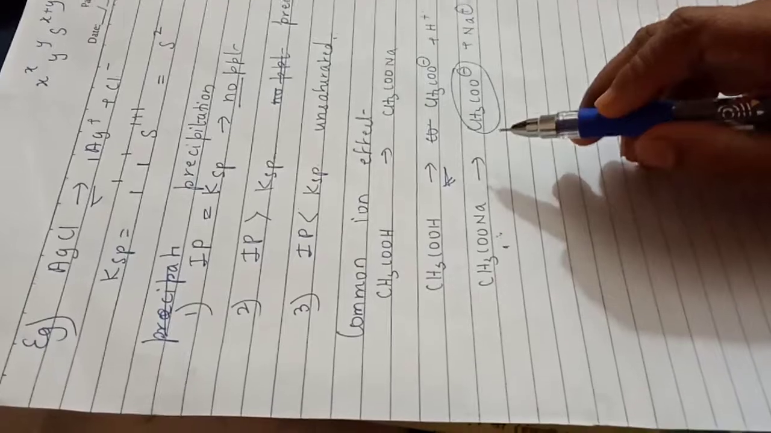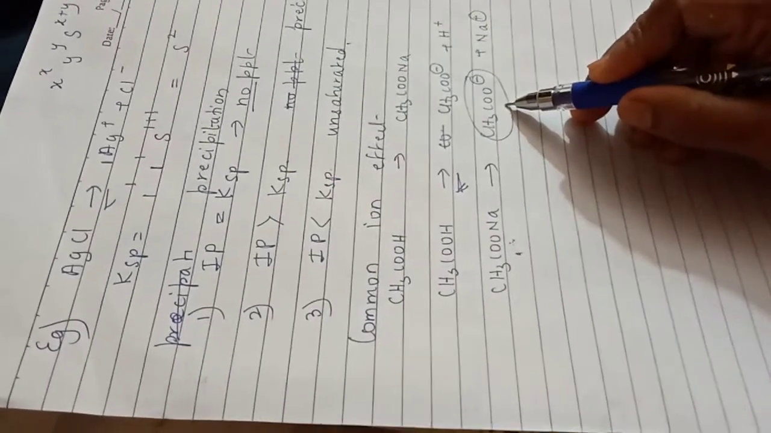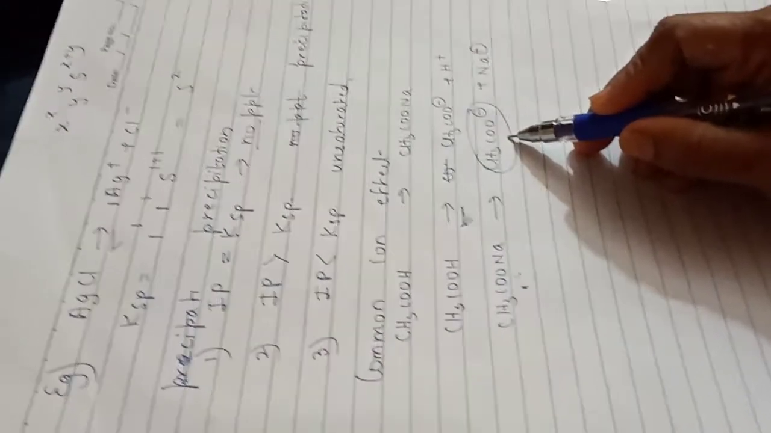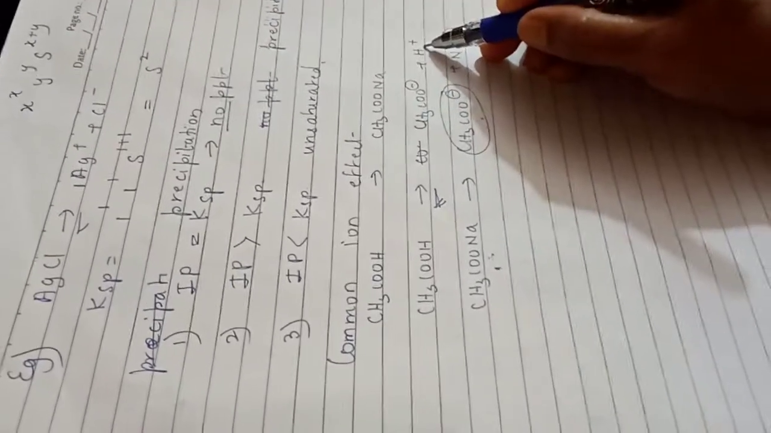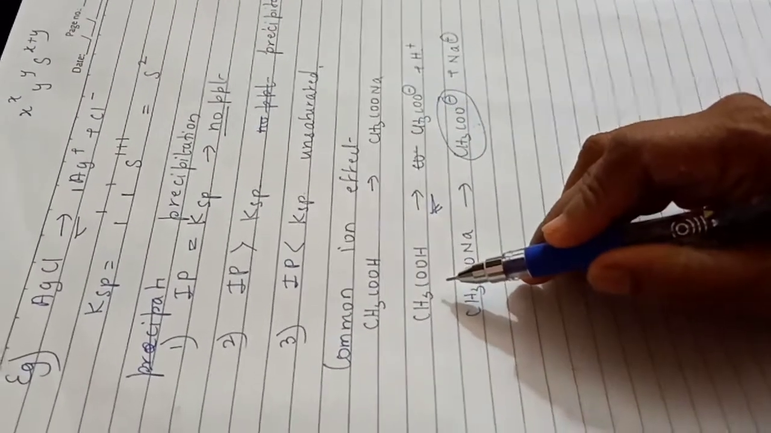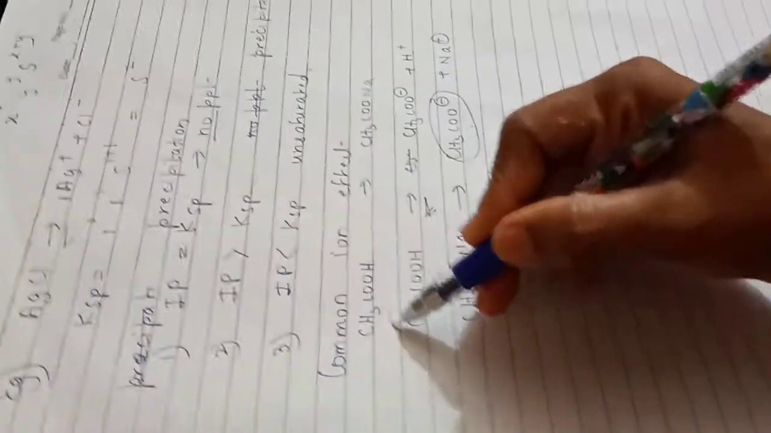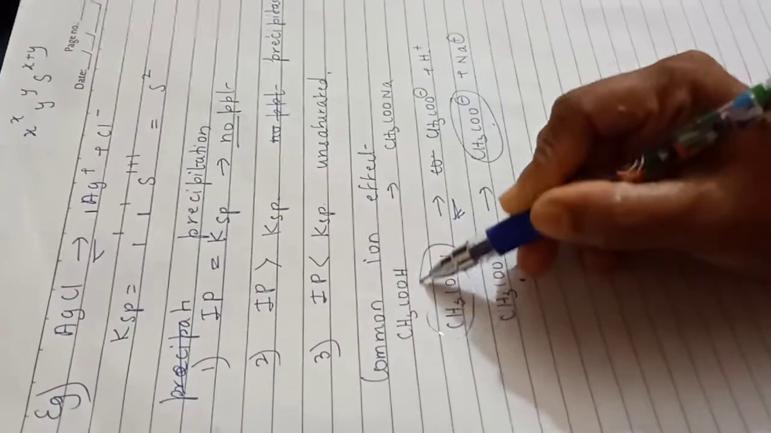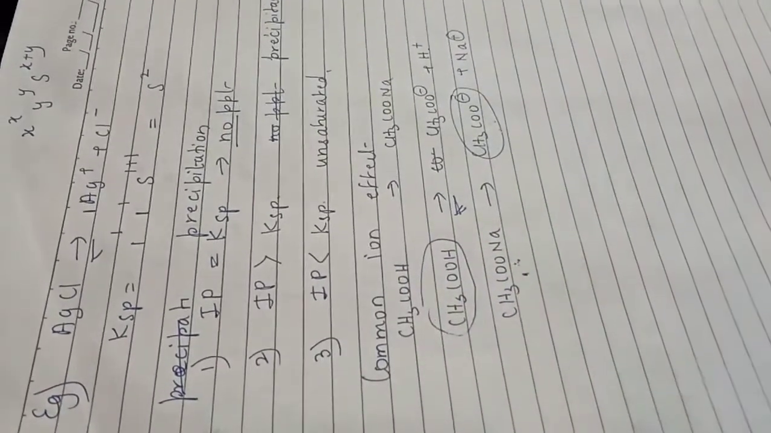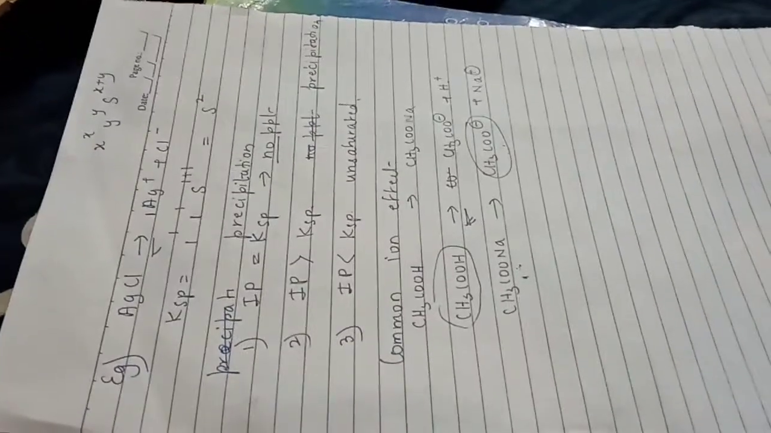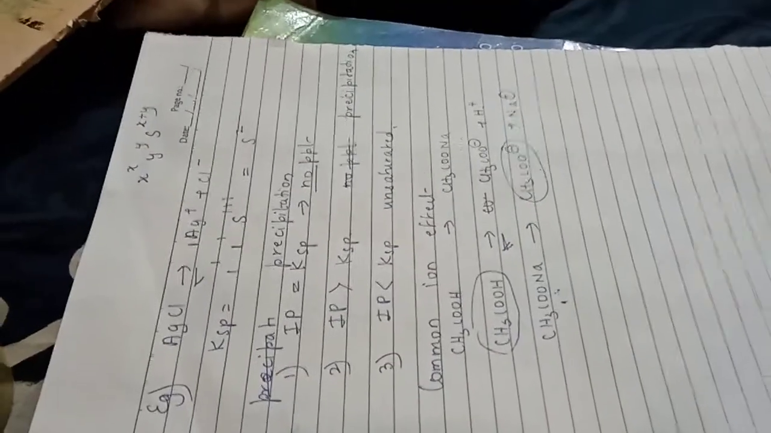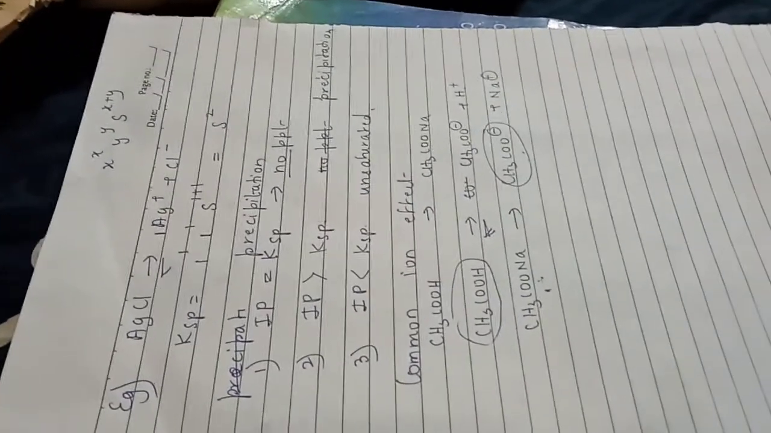It dissociates to form acetate ions and sodium ions. Acetate ions produced from sodium acetate are large in number, so they combine with H plus ions to give back acetic acid. Therefore the ionization of acetic acid is suppressed. Okay, that is the thing here.